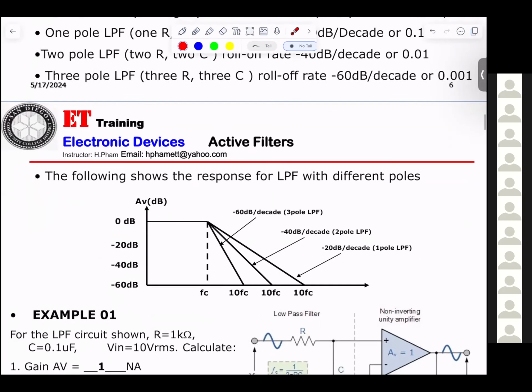And now here they show you 0 dB. That will be minus 60 dB per decade, 3 pole, 2 pole, 1 pole. Which one is the best? What I can say is 3. The thing is, after the cutoff you don't want any more. Cut it off quickly.